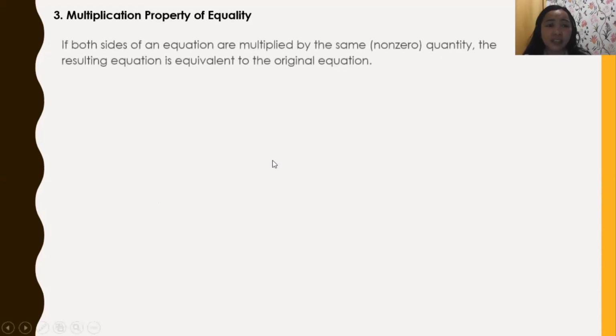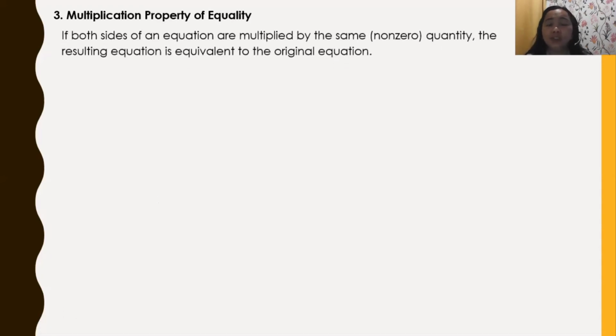Now, the third basic rule is the multiplication property of equality. Siyempre, kung merong addition and subtraction, merong multiplication property. And it states that if both sides of an equation are multiplied by the same non-zero quantity, the resulting equation is equivalent to the original equation. Let's have an example. We have x divided by 5 equals 15.